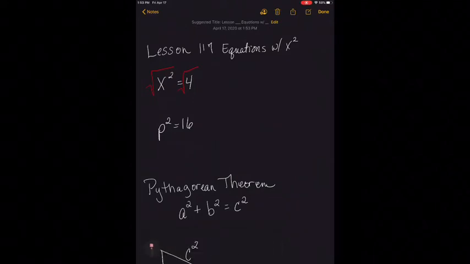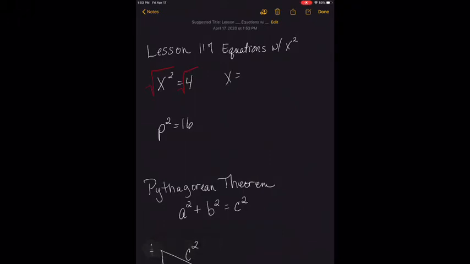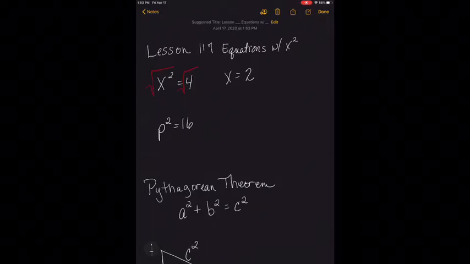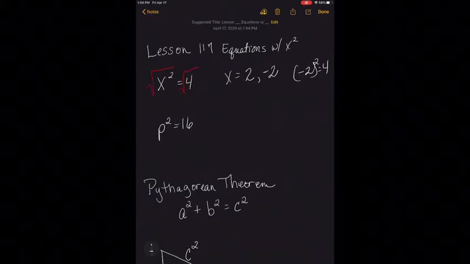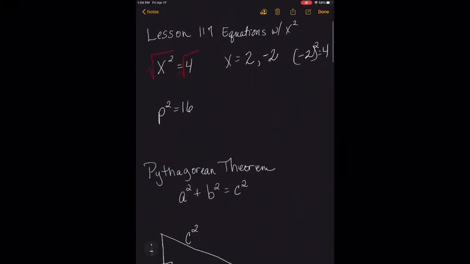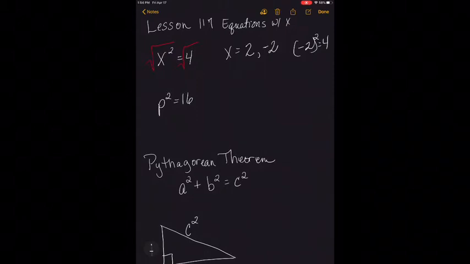2. Let me erase that other stuff over there. All right, so if we put 2 in for x, 2 squared is 4. But isn't it also possible that x could equal negative 2? What is negative 2 squared? 4. So when you have equations with x squared, it's always possible that you'll have two solutions.